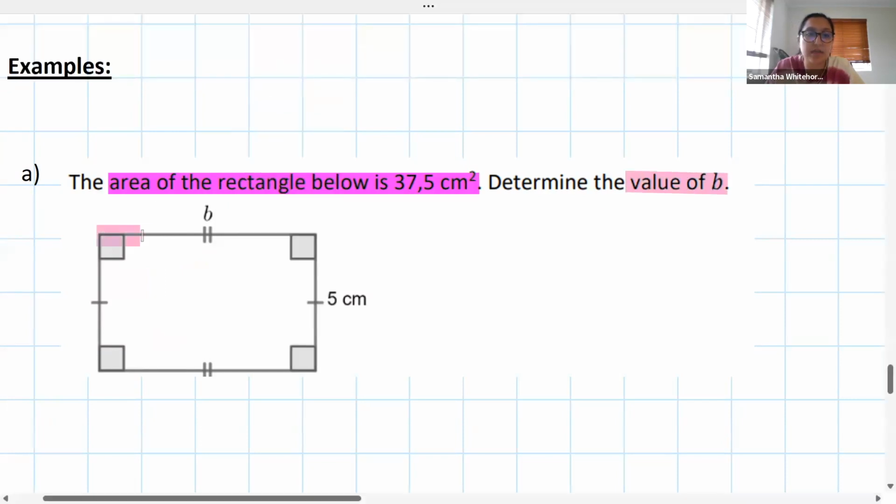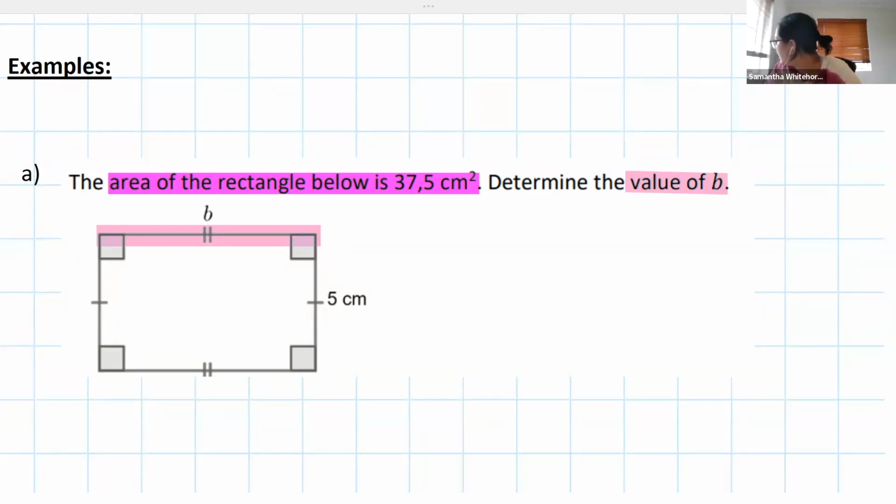Now let's look at where B is. B is the length of my rectangle. I've given you the area. So I want you guys to try this one by yourselves. Let's see what we come up with as our answer. If you're feeling a bit stuck, go back to the very first example that we did with the square. Basically the same thing, it's just now a rectangle.